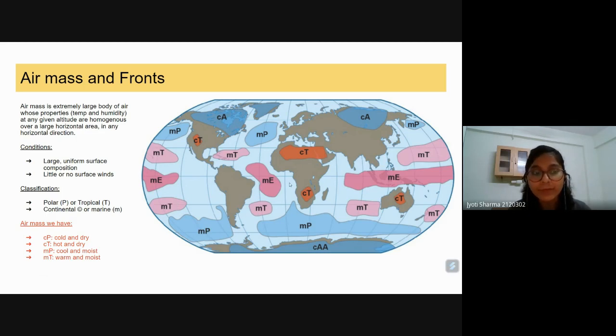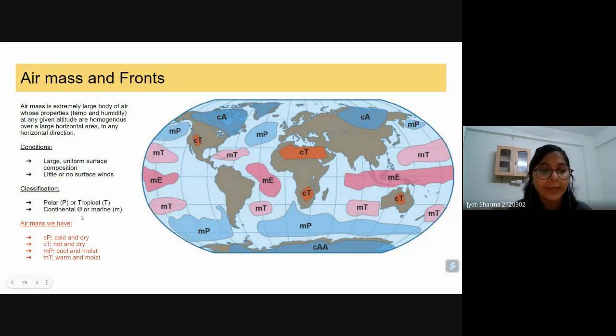Here we can see, a CT means continental and tropical. So here we have the continental and tropical kind of air mass. And because we know that in the marine system we have water, the air mass will have moisture, but in the continents the air will be dry. In the tropical region, the air will be hot, but in the polar region, the air will be cold.